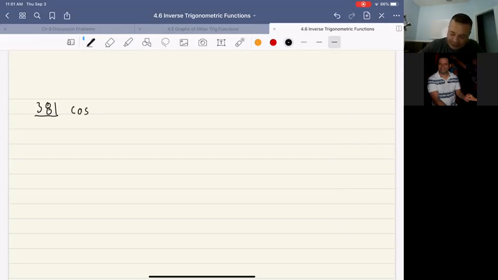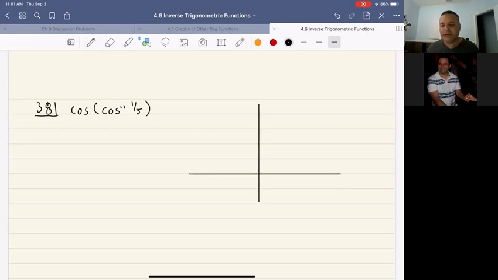Okay, so we're gonna take the cosine of the cosine inverse of 1/5. Now we're gonna do the same sort of thing, but we're gonna have to be a little careful. So let me draw my thing again. Cosine inverse of 1/5 means 1/5 is the x value.